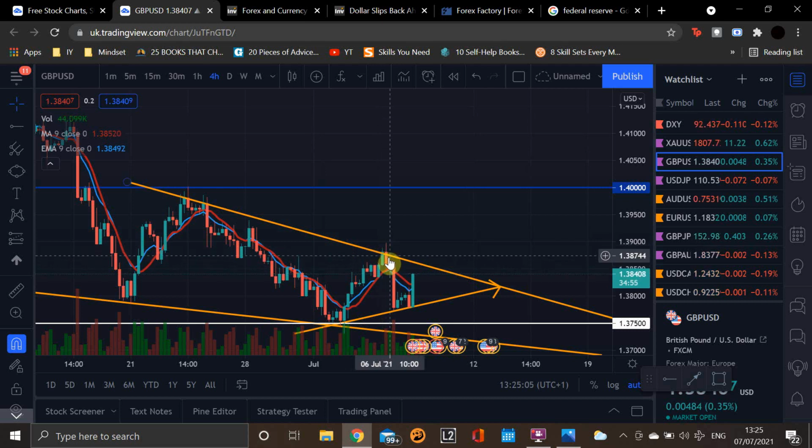So it's bounced up off this level, bounced off of this trend line, come up a little bit, bounced on the trend line again.